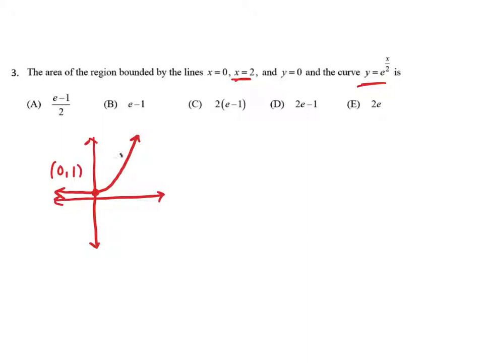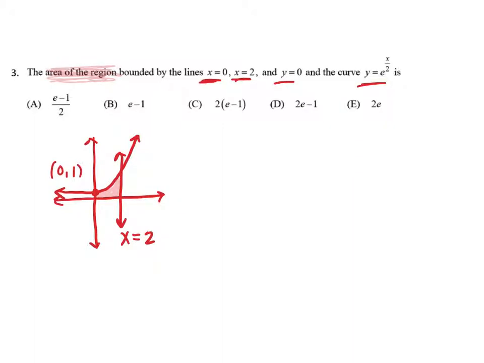Okay, so x equals 2, that's going to go somewhere right here, isn't it? So that's going to be x equals 2. And then x equals 0, that's the y-axis, and y equals 0 is the x-axis, right? So where is our bounded region? It's just going to be this little portion inside here. And you're just finding the area, right? So there's no big R, little r, just the area.